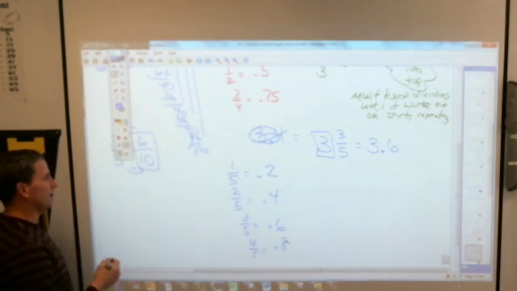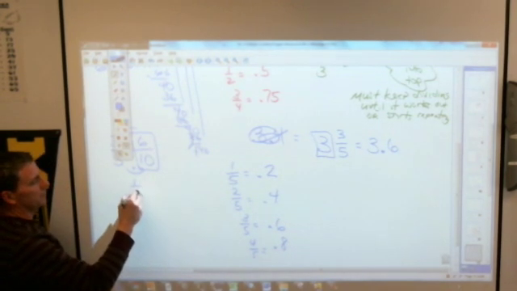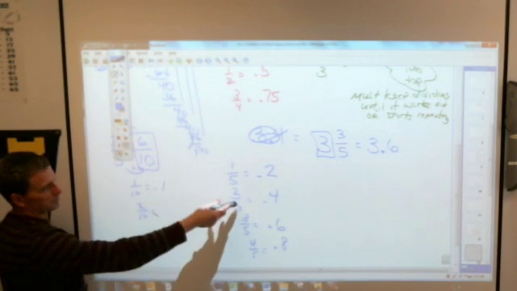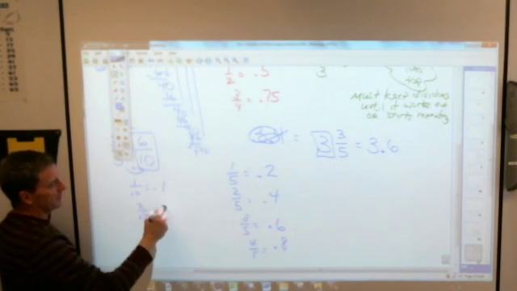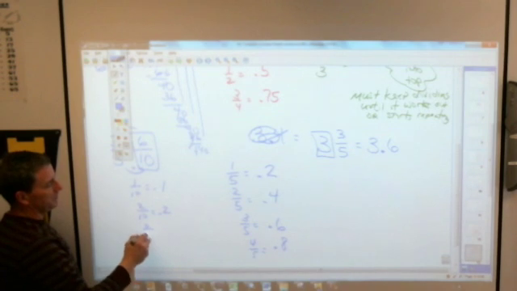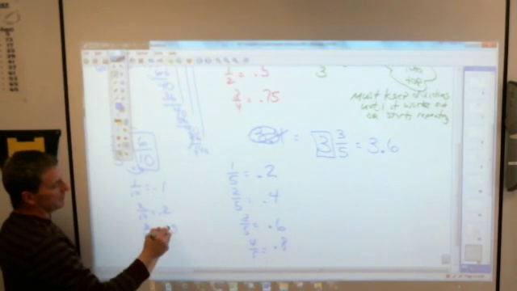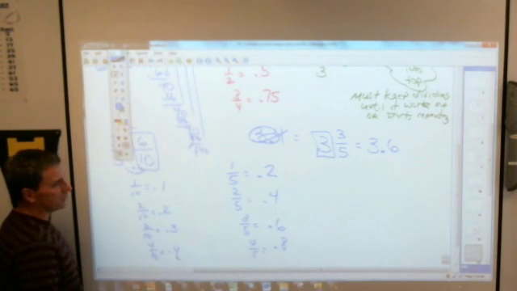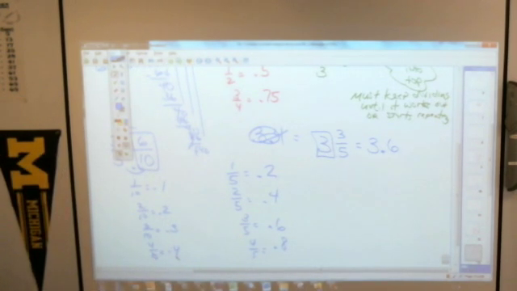And the same thing for the tenths. You know, 1/10, well, obviously is 0.1. 2/10, which is the same as 1/5. 3/10, 4/10, and so on and so on. But you can always change a fraction to a decimal by dividing the bottom into the top.